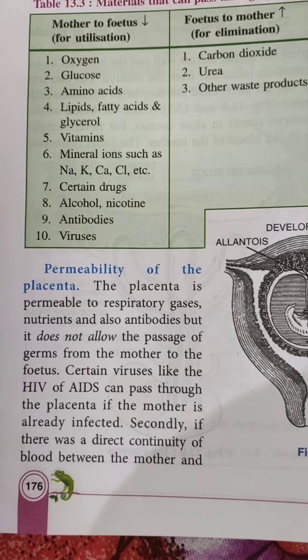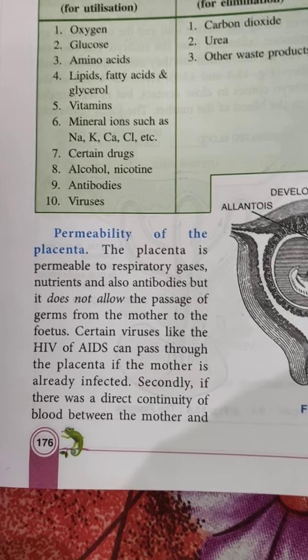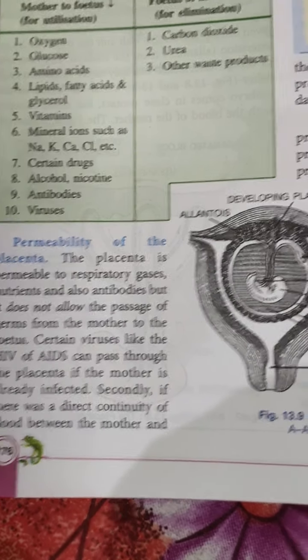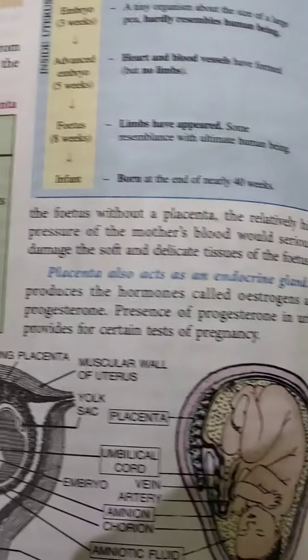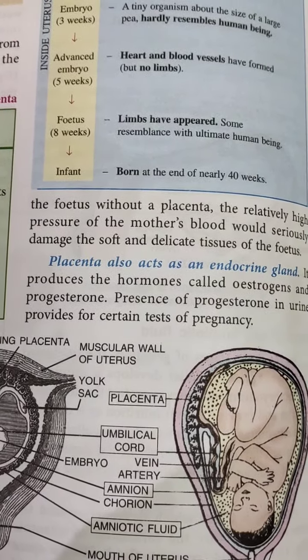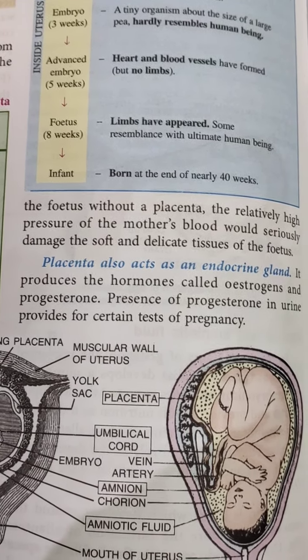Certain viruses like HIV or AIDS can pass through the placenta if the mother is already infected. Secondly, if there was a direct continuity of blood between the mother and the fetus without the placenta, the relatively high pressure of the mother's blood would seriously damage the soft and delicate tissues of the fetus.